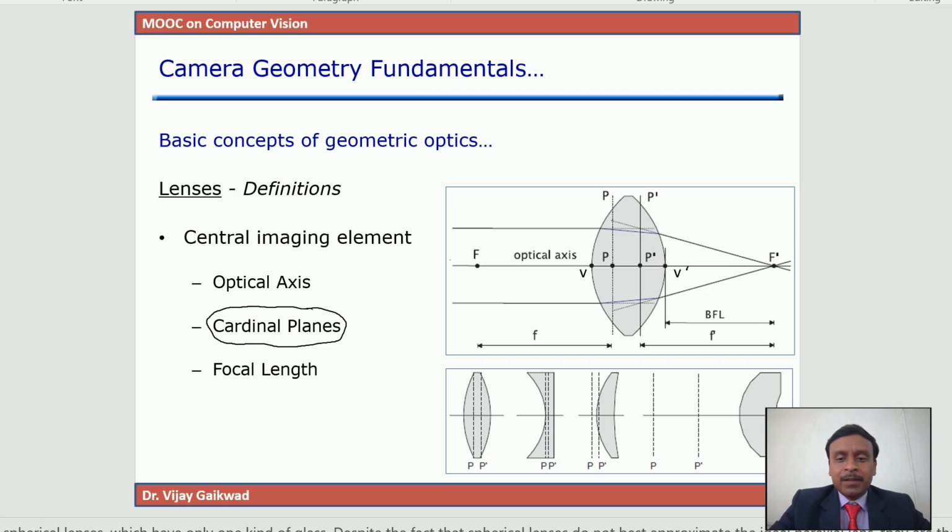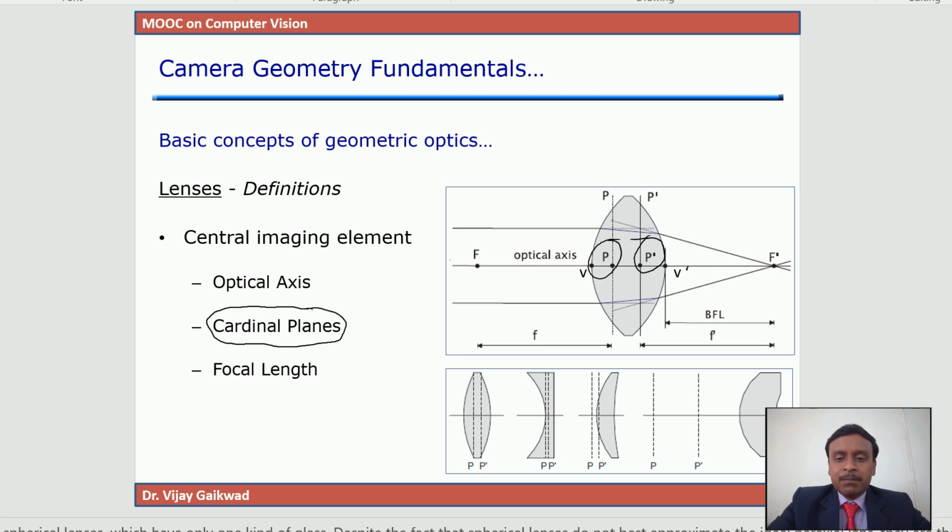Second cardinal plane is called V dash, or it is also called the vertex plane. And this V dash, these are the points on the vertices of the lens. And the third cardinal plane is called P dash. It is also called the principal plane.